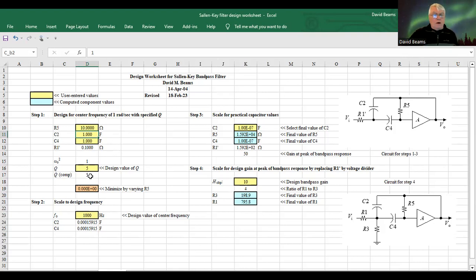Now we have a Q of 5. Now let's change the center frequency to 2000 hertz. That scales the capacitors to new values to move the center frequency to 2 kilohertz. Now let's move over here to step 3, scaling for practical capacitor values. And the default in the spreadsheet, the initial value was 0.1 microfarad or 10 to the minus 7th farads.